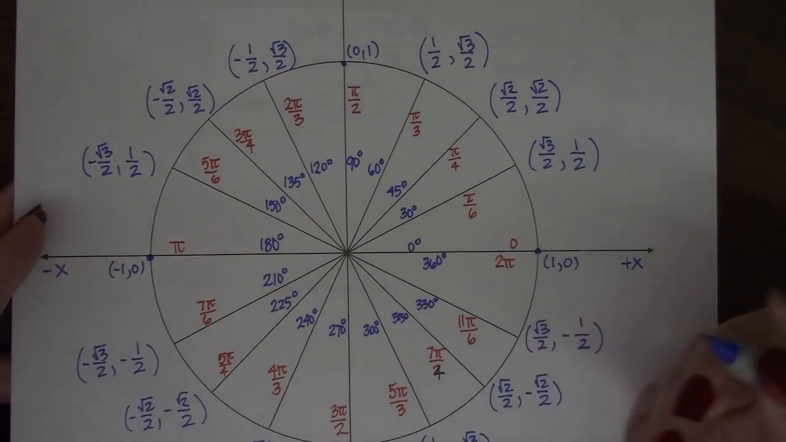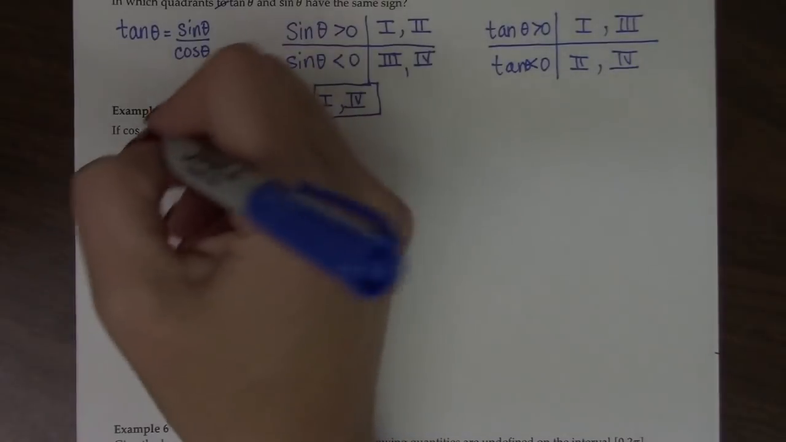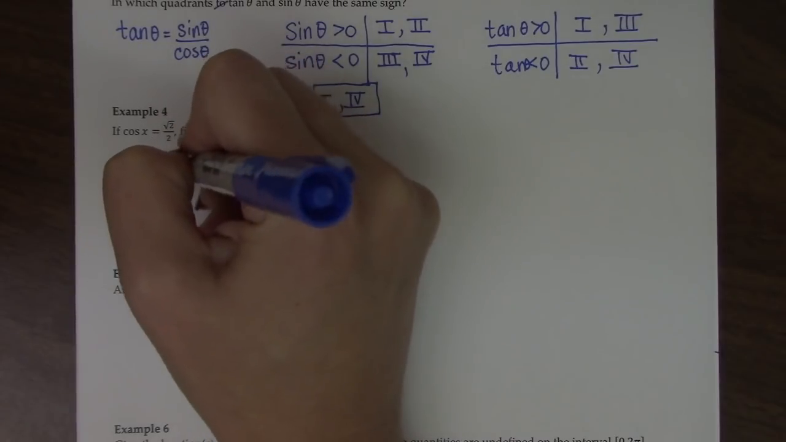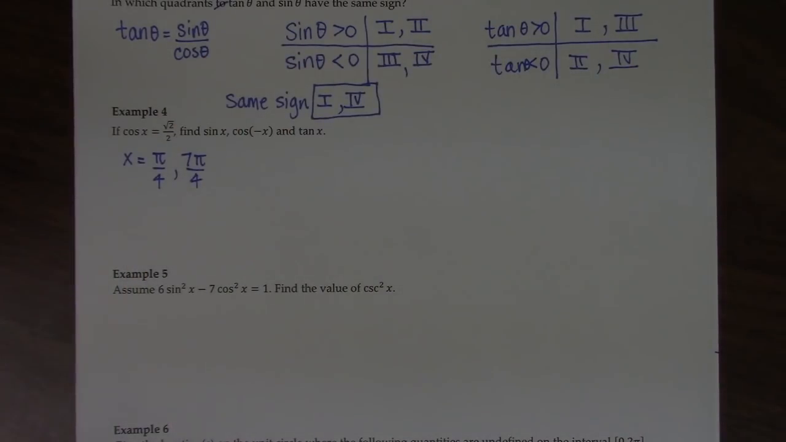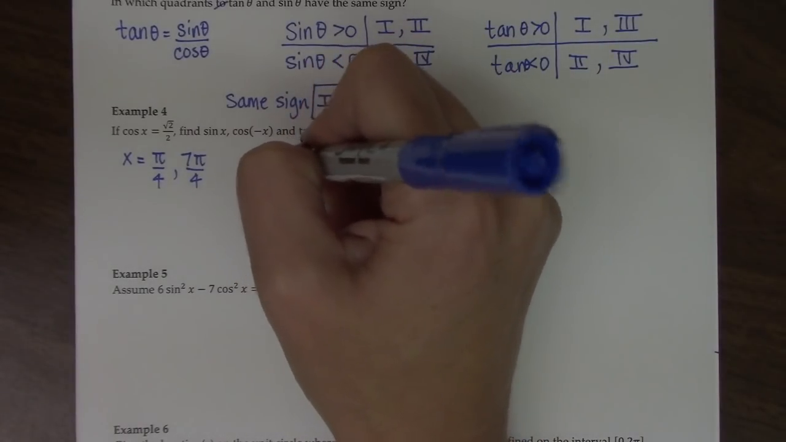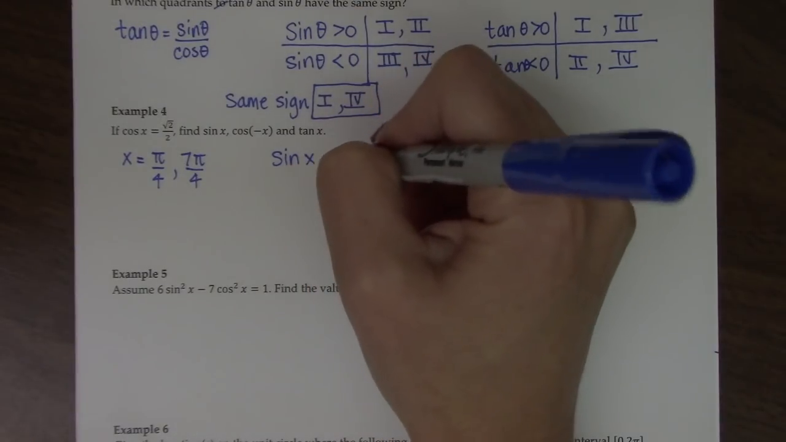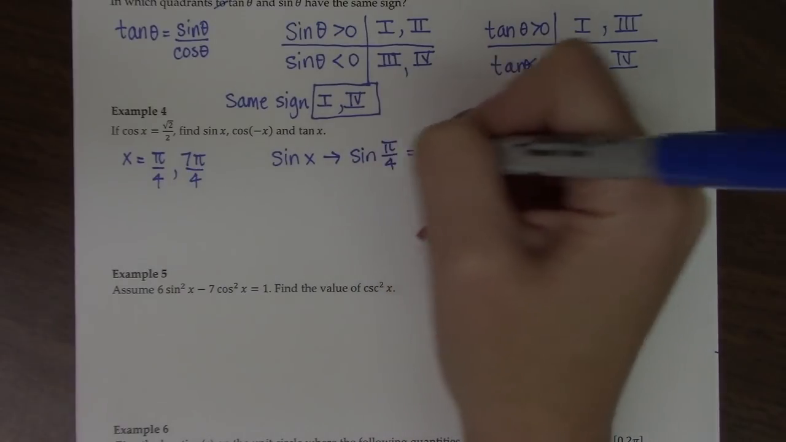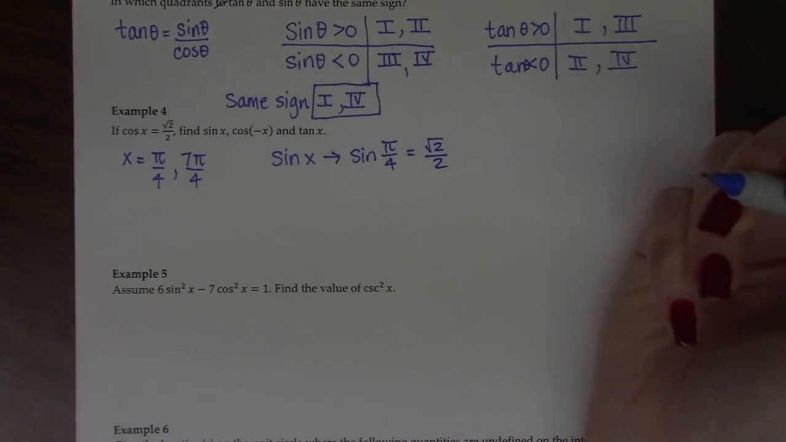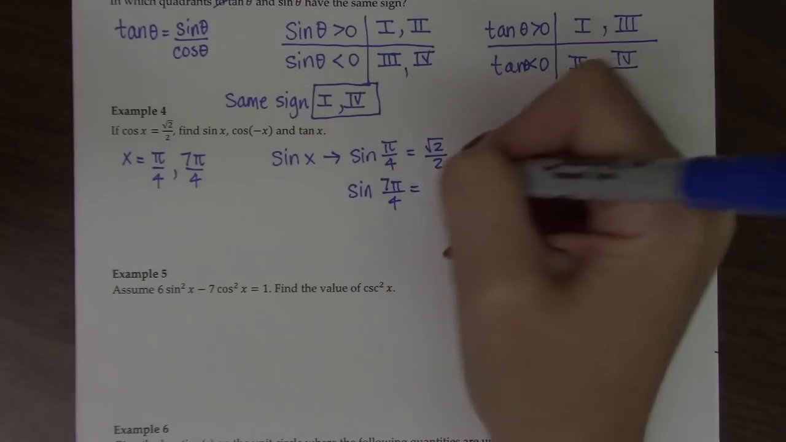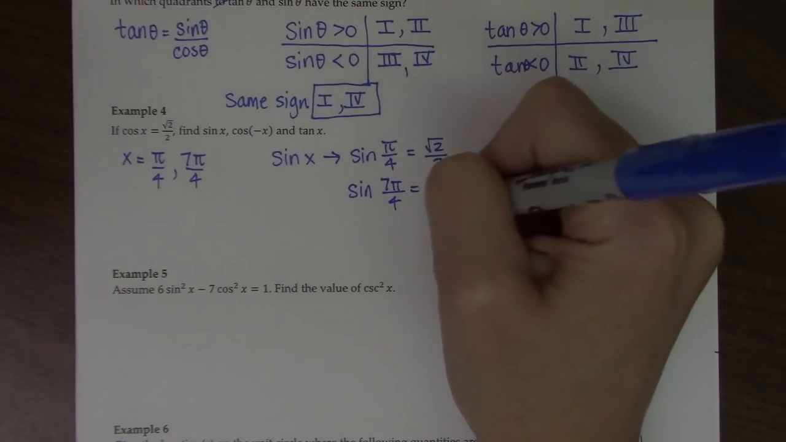That says a 2, that should be a 4. So if cosine of x is square root of 2 over 2, then x is pi over 4 or 7 pi over 4, because we're assuming here we're just making one trip around the unit circle. Well, sine of x at those locations, sine of pi over 4 is also square root of 2 over 2 in the first quadrant. But in the fourth quadrant, sine of 7 pi over 4 is negative square root of 2 over 2.